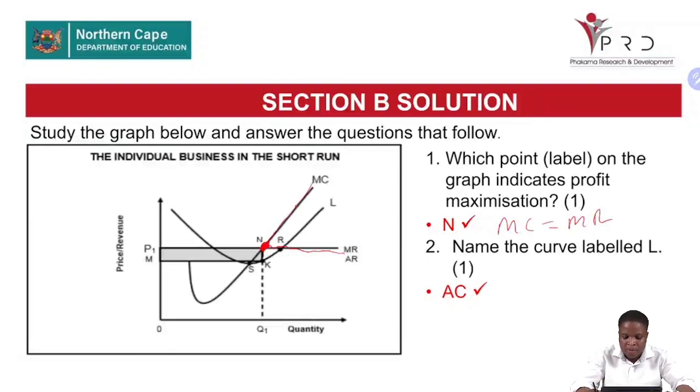Name the curve labeled R, right? So your bucket curve is AC, so your answer is AC. You must remember that the bucket curve is AC and the Nike one is the MC.